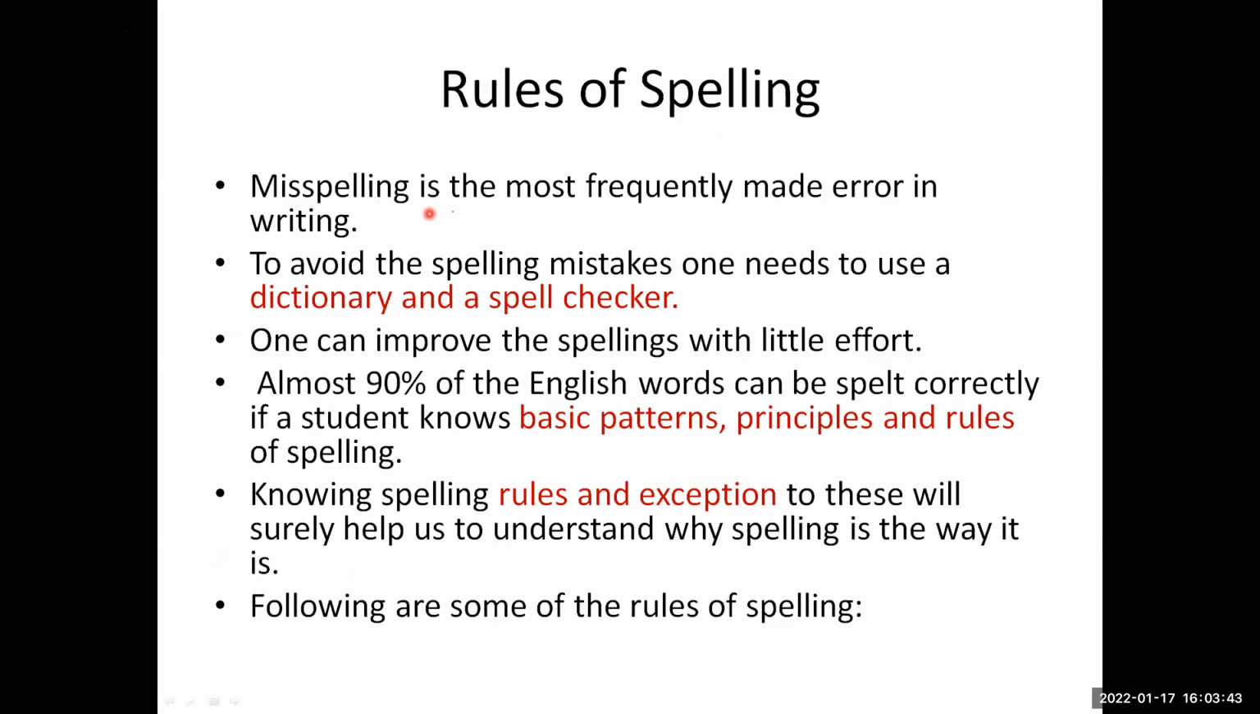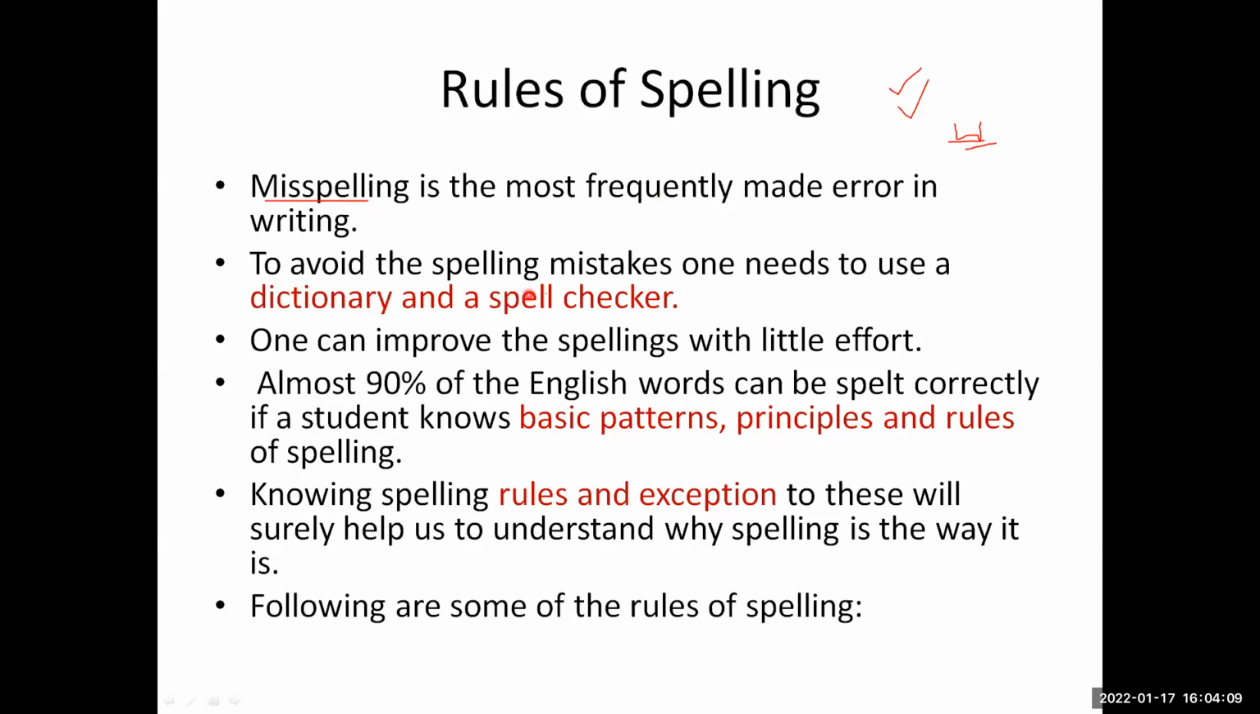So misspelling is the most frequently made error in writing. You know that in the beginning I told you that many times we do not have a problem speaking the word or reading the word. But when we have to write that particular word, we have to struggle with the correct spelling of words. And therefore, we make some spelling mistakes. And that becomes a major issue for use of English.